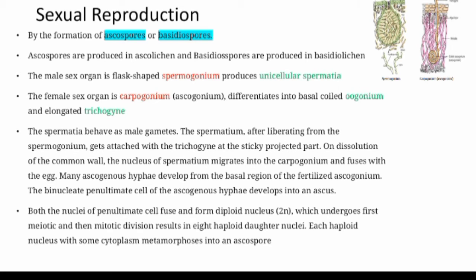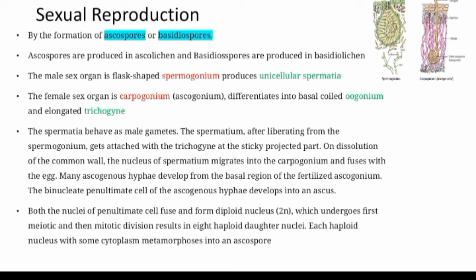The male sex organ is called the flask-shaped spermagonium, which produces unicellular spermatia, whereas the female sex organ is the carpogonium or ascogonium, differentiated into basal oogonium and elongated trichogyne. The spermatia behave as male gametes. The spermatium, after liberating from the spermagonium, gets attached to the trichogyne at the sticky projected part. On dissolution of the common wall, the nucleus of the spermatium migrates into the carpogonium and fuses with the egg.